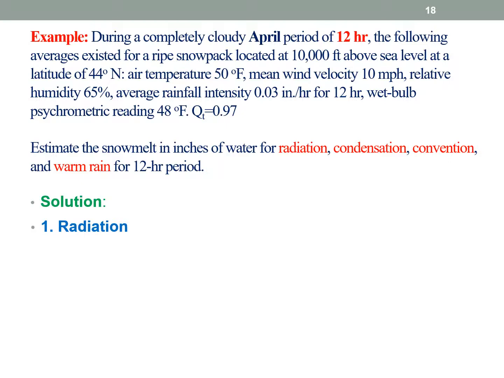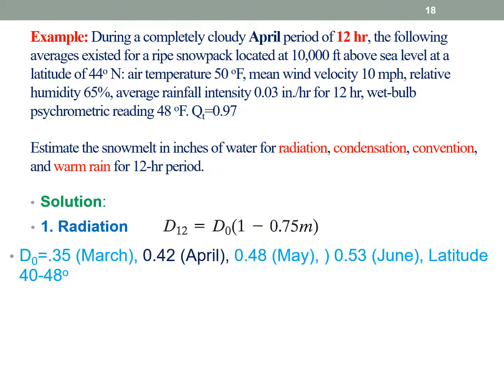I need you here to pause the video, open your notes, go back to previous slides, and find any of the formulas that we need and use them here. The first is radiation. The formula for radiation is D12 equals D initial times 1 minus 0.75 times M. You can find D initial in your notes that I provided in these slides, or in your book. D initial is 0.35 for March, but in our problem, as you see in the first line, it is for April. For April it will be 0.42.